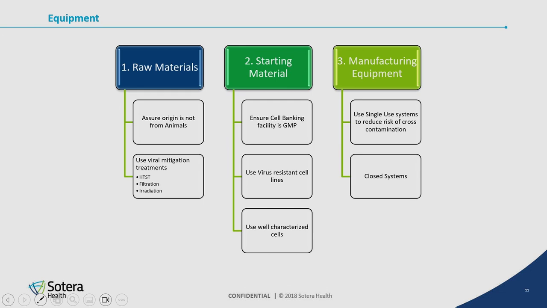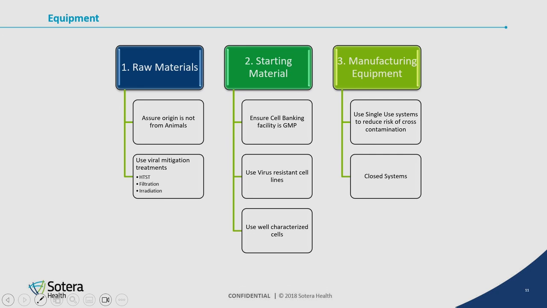With your starting materials, you want to ensure that your cell banking facility is GMP compliant. We'll get into a little more detail on the cell banking in just a minute. But there's also a possibility you might be able to use a virus-resistant cell strain. Not always, depending on what your virus risk might be, but that should be a consideration as well.